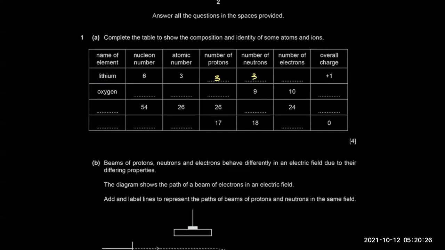And what's the number of electrons? It has an overall charge of plus 1, so it's lost an electron. So it has 2 electrons.